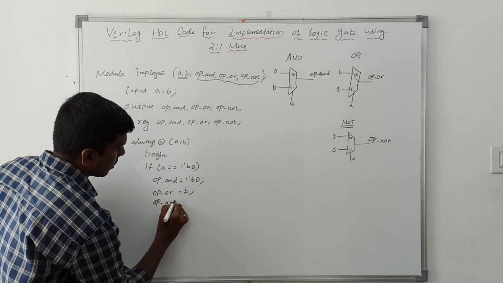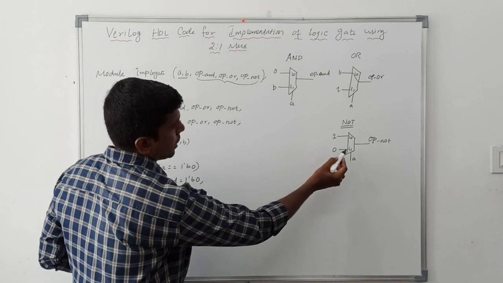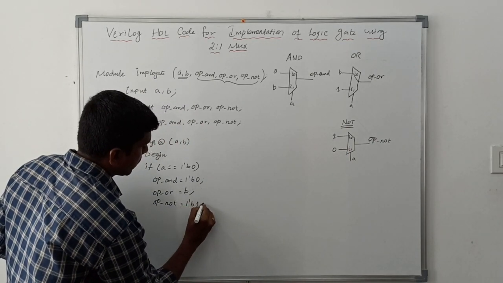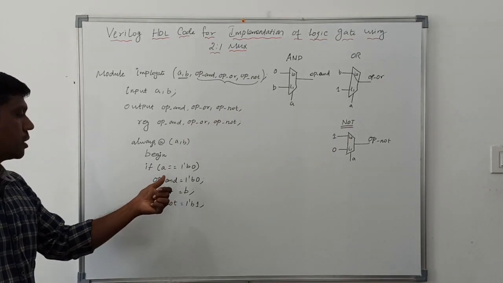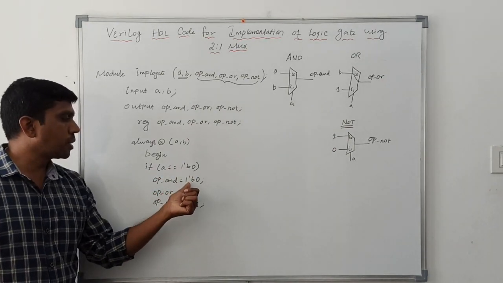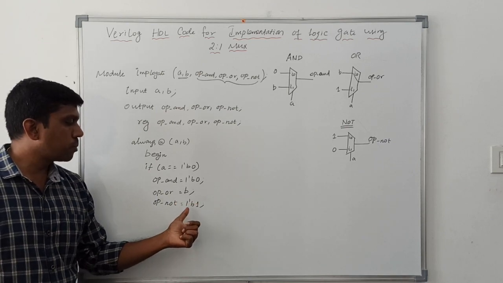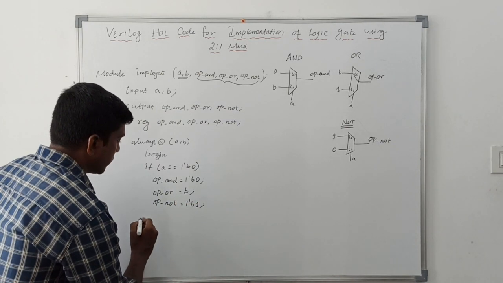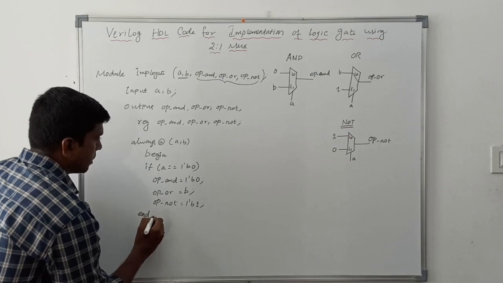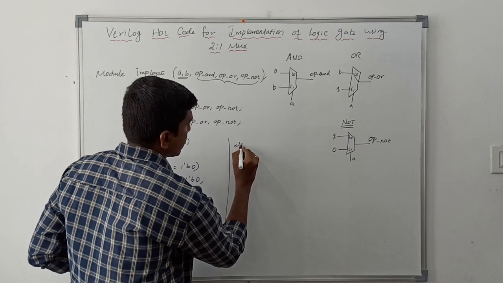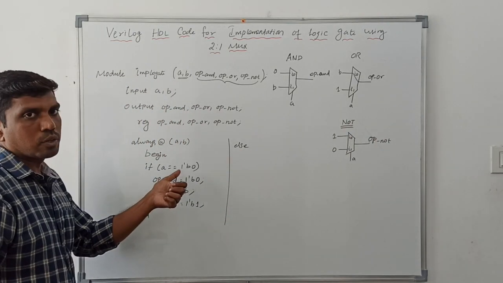The output of the NOT gate equals 1, so 1'b1. So when A equals 0, the AND gate output is 1'b0, the OR gate output is B, and the NOT gate output is 1'b1. Then end. Else, suppose the A value equals 1.